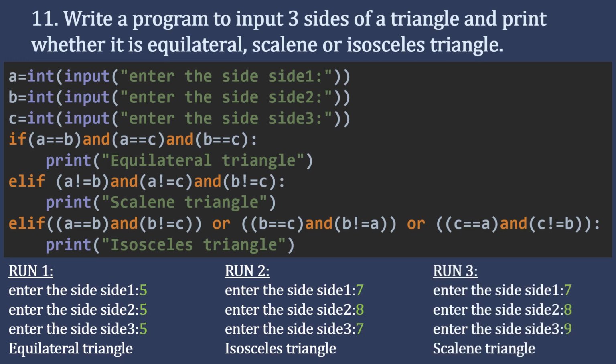And in the third run, let's say you have entered sides where none of the sides are the same as any other side. Then it will print it's a scalene triangle.